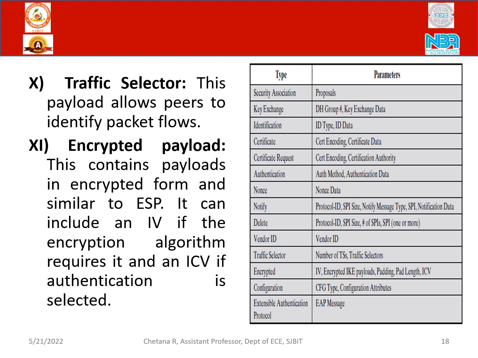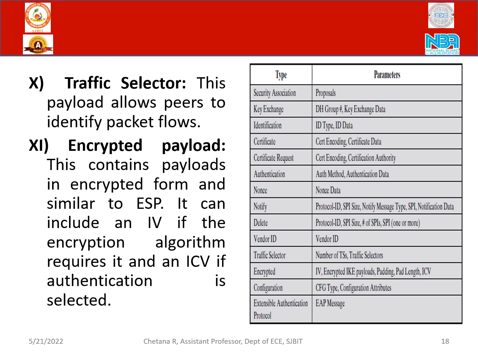Encrypted payload. This contains payloads in encrypted form and is similar to ESP. Yes, encrypted data. It can include an IV if the encryption algorithm requires it, and an ICV if authentication is selected. So what exactly is the content present there? Encryption algorithm, and the first time you are doing it, you need to have an initialization vector, or if authentication is there, then ICV is used, the integrity check value.